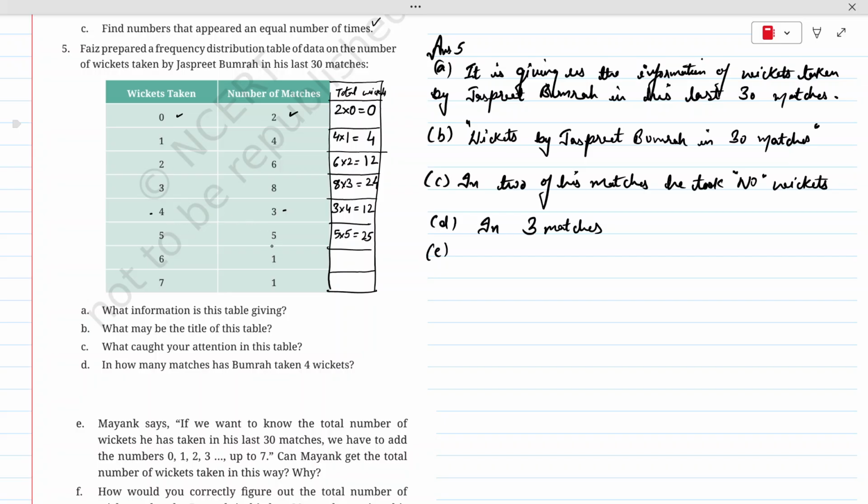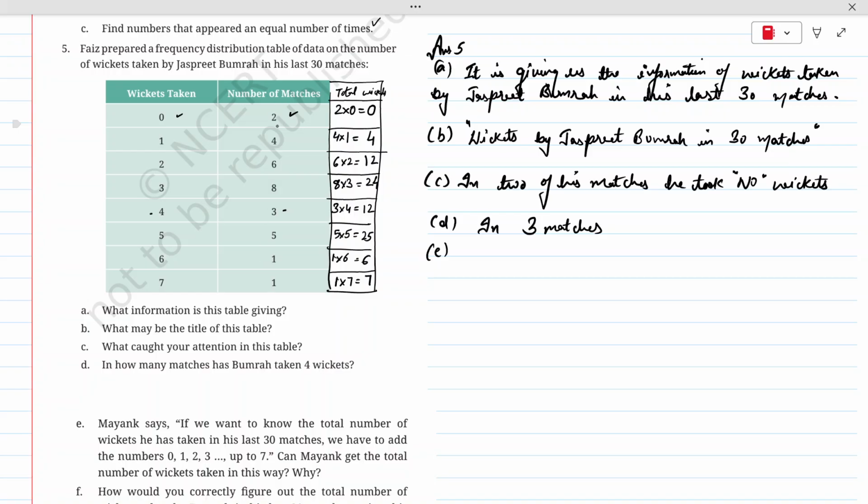So 5 multiplied by 5 is 25. Then in one match he took 6, that is 1 multiplied by 6 wickets. In another match he took 7, so 1 multiplied by 7 is 7 here. Okay, so I hope you understood what I have done here. I have calculated the total number of wickets taken in these number of matches.